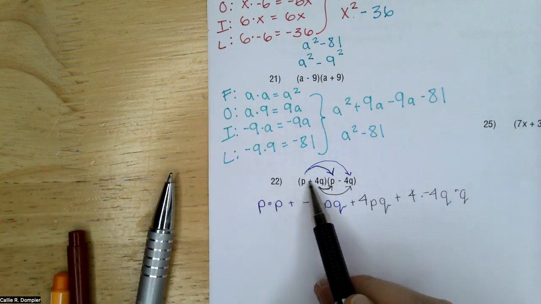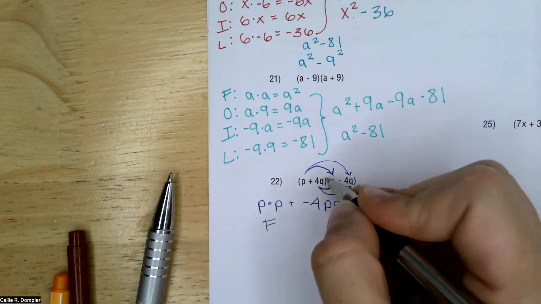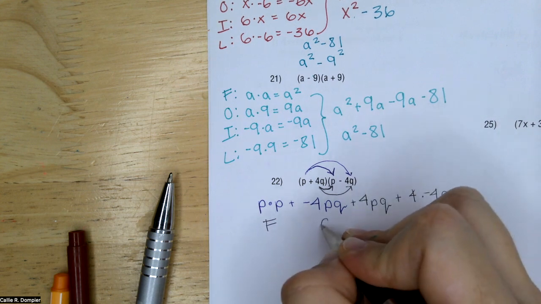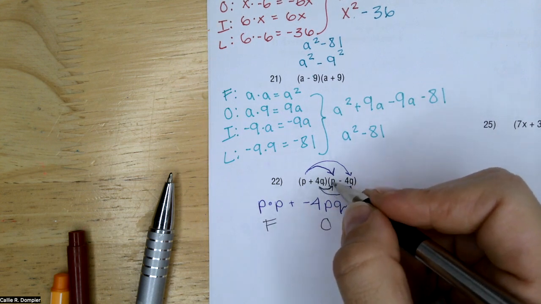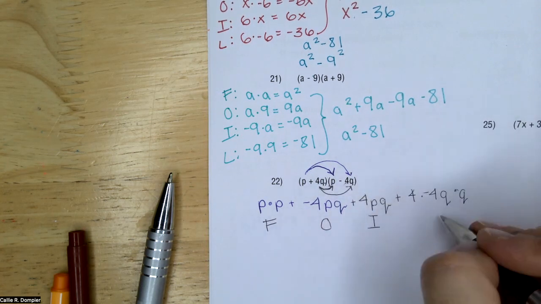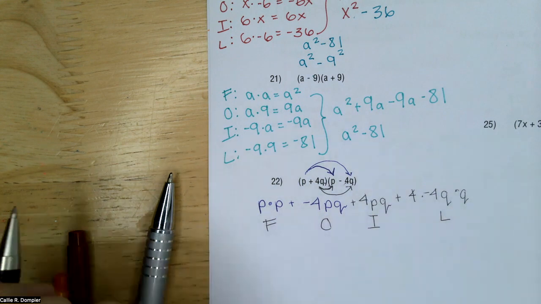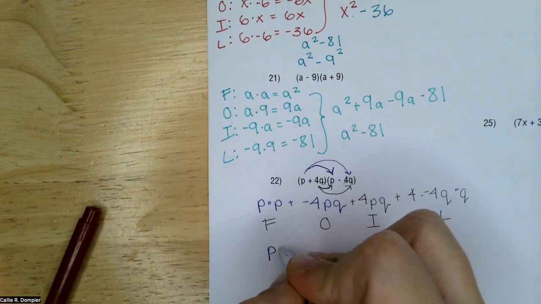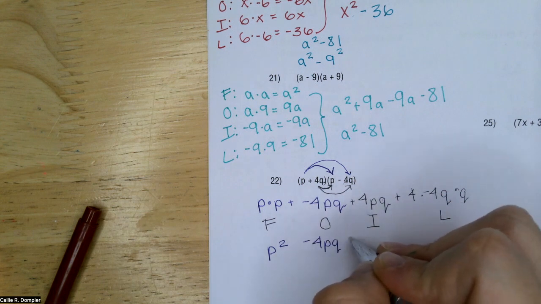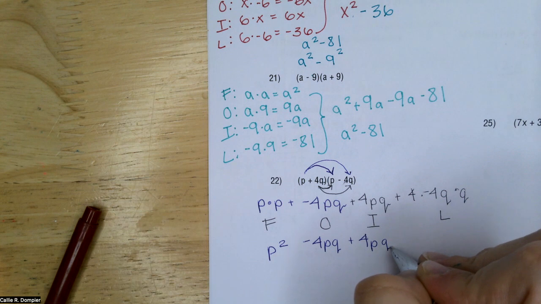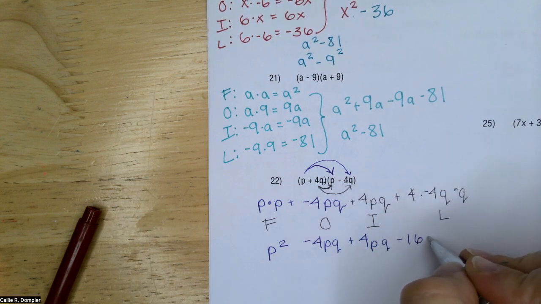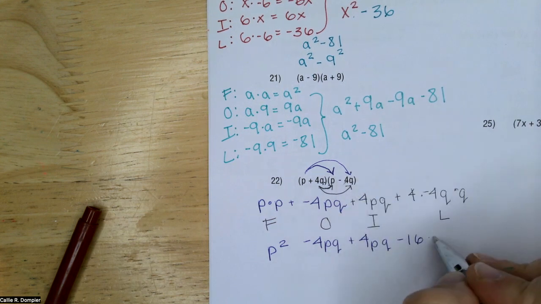So here was p times p for first. Here is p times negative 4q for outside. Here is 4q times p for inside. And here's 4q times negative 4q for last. P times p is just p squared, negative 4pq, positive 4pq. Positive 4 times negative 4 is minus 16. Q times q is q squared.